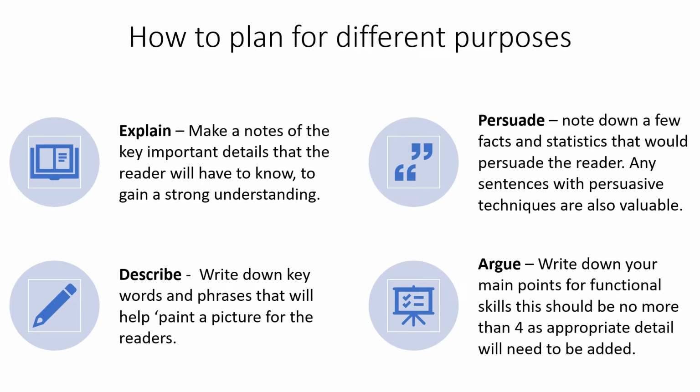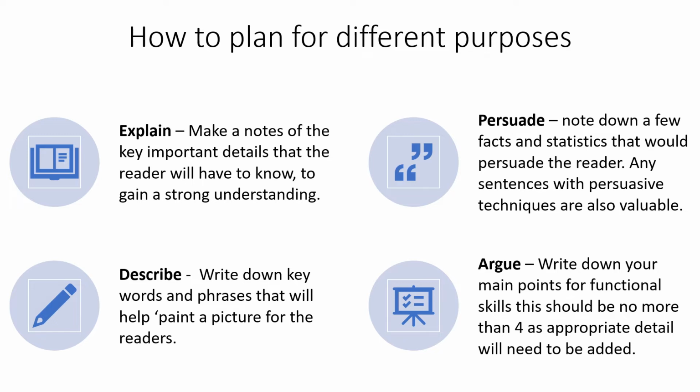Okay, next, persuade. Persuasion is actually quite easy to plan for. You can write down some facts and statistics, and you're allowed to make these up in the functional skills exams. You don't need to have loads of facts and statistics remembered in your head. You could just say 90% of the people who use such and such find it to be useful. That could be just an example of a persuasive technique that would persuade someone. And then any persuasive techniques that you can think of that would suit that subject: rhetorical questions, maybe a simile or a metaphor if you can.